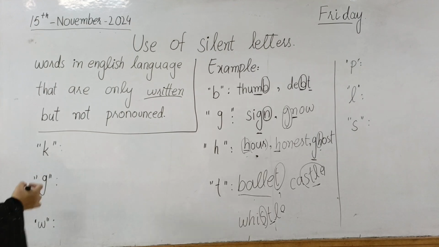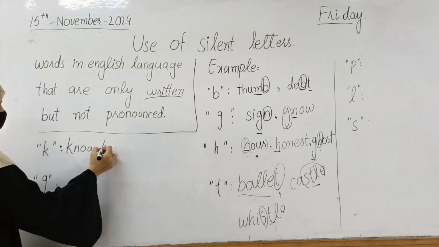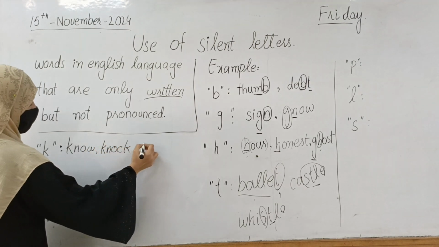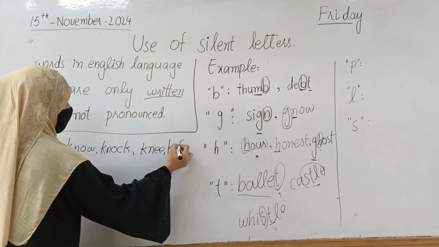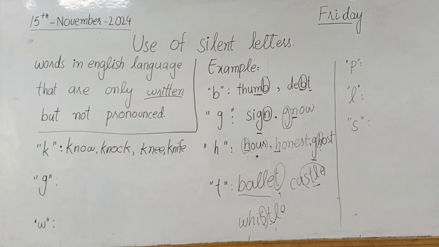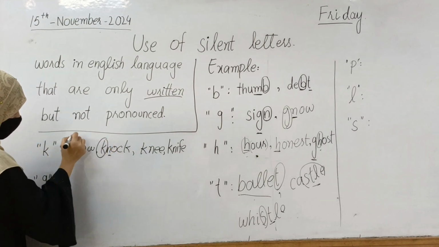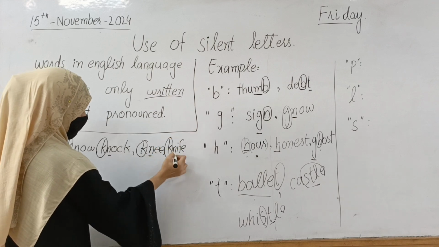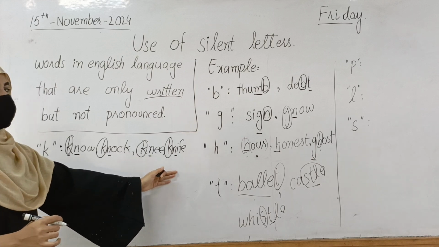The first example we have here is of no, knock, knee, knife. You can see all these examples. Okay, you can see the spelling of no, knock, knee and knife. Every word contains the letter N right after K, this K, this K, and this K. But in every word K is silent. No, knock, knee, and knife.